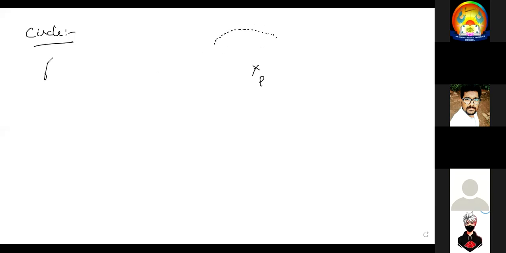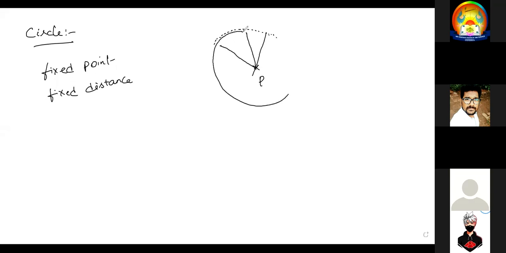So I'm using two words: first, a fixed point, and second, a fixed distance. Let P be a fixed point, and I'm asking you to collect all the points which are at a fixed distance from P. Fixed distance from me means all these points. So what does it form? It forms a circle.